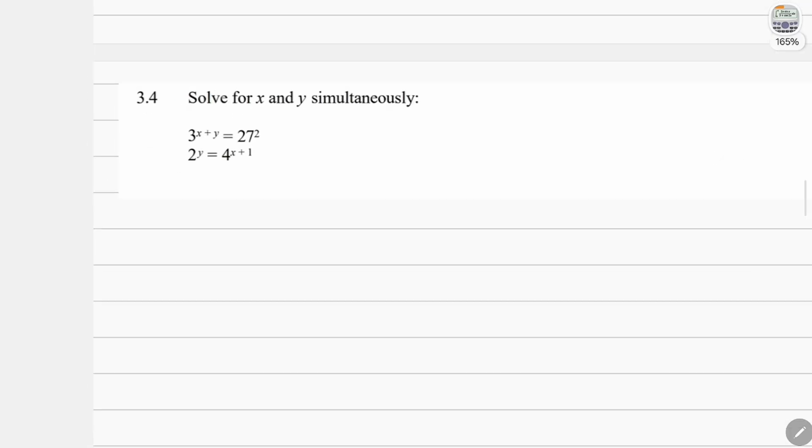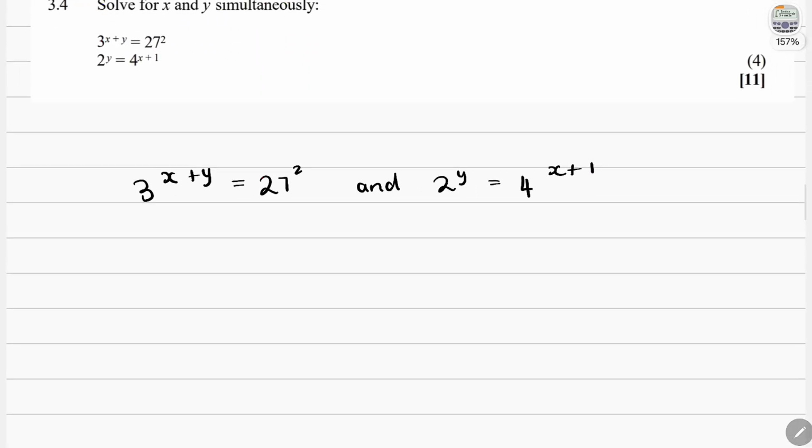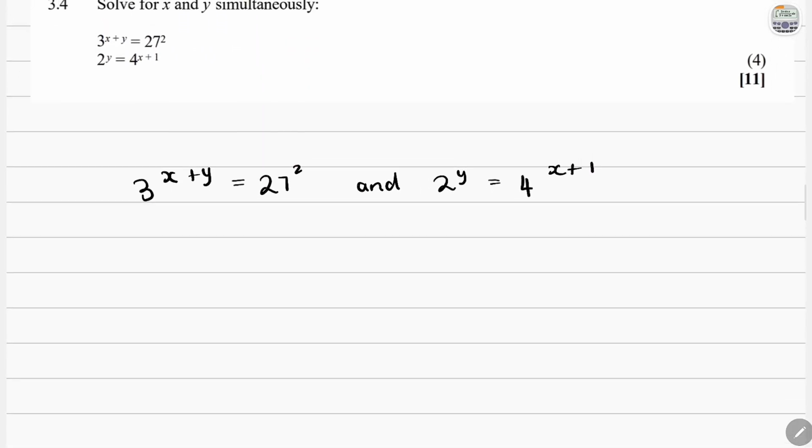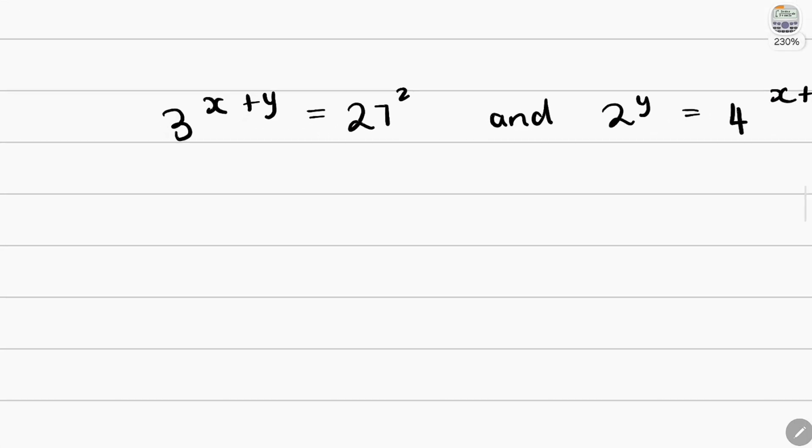In the same way, we're going to do the same thing here. So here we have 3 to the power of x plus y equals 27 to the power of 2. And then we have 2 to the power of y equals 4 to the power of x plus 1. Which do you think we can work with? Well, they both have x and y, so it's fine, regardless of which one you work with. So with both equations, what's going to happen is they're both going to become linear, okay? Because do you see that the variables are in the exponents? So we can actually just work on both of them at the same time. That's fine. So we can start with this one.